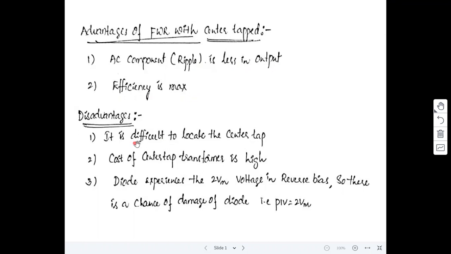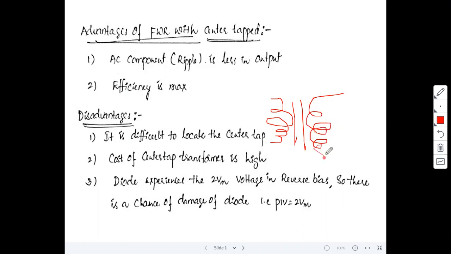Coming to the disadvantages, there are a few drawbacks. It is difficult to locate the center tap. Coming to the transformer, we already know that in the secondary winding it is very difficult to locate the exact center point. The center point is connected to ground. It is very difficult to locate the center tap in a transformer. That is one problem. And the second one is that the cost of a center tap transformer is high.